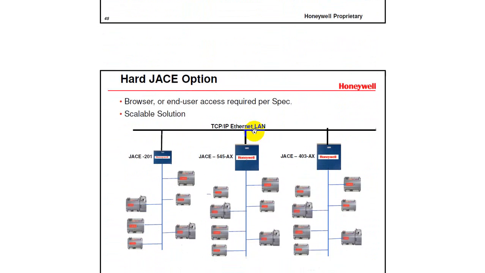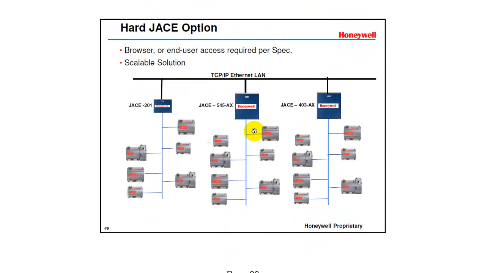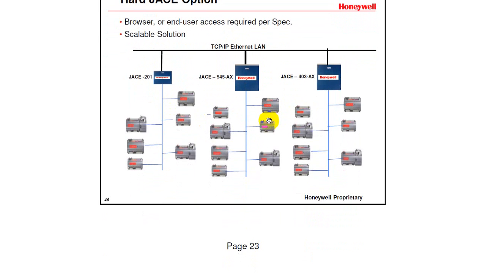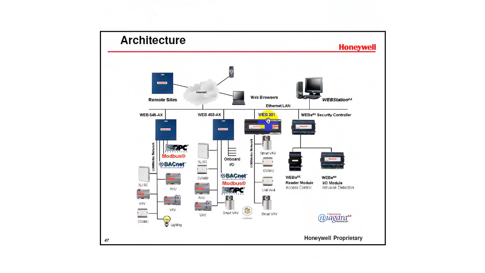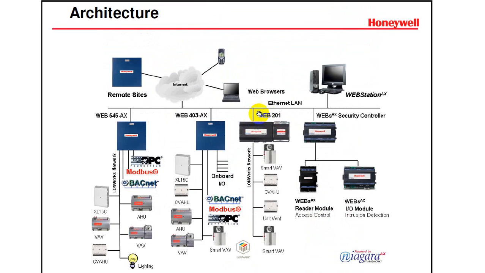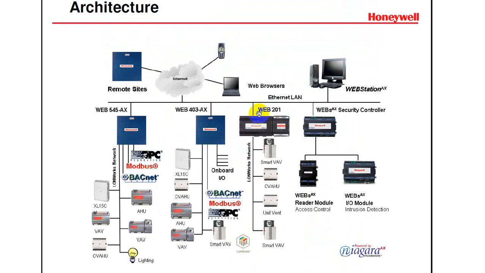Different types of architectures they have shown. These are the JACEs, but these days mostly these JACEs are not used. We are using Web 300, Web 600, Web 700. These are outdated. So this is the same, where it shows various types of controllers supported.